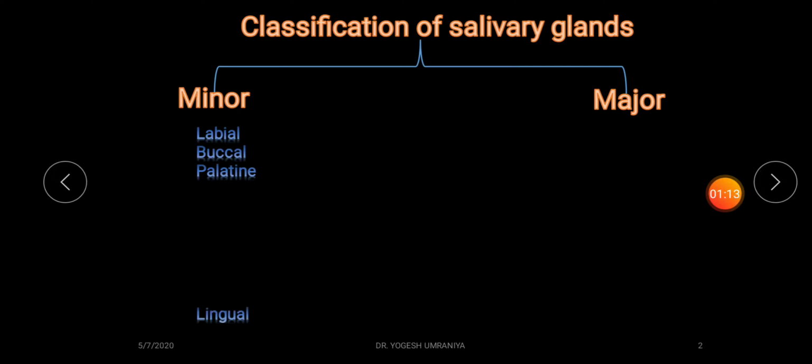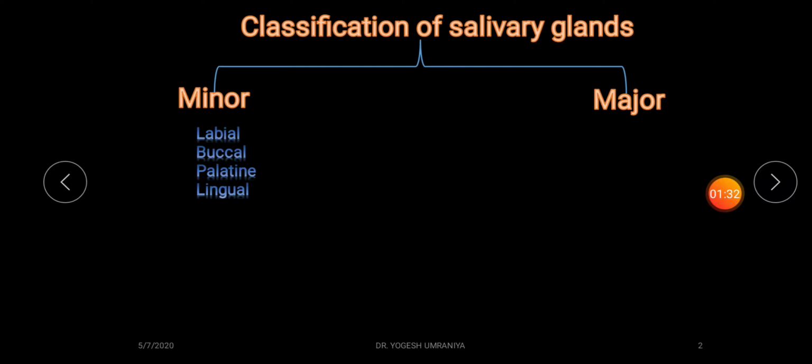Number four, the lingual salivary glands, which are situated within the substance of the tongue. So in the minor category you have four names: the labial, buccal, palatine as well as the lingual.